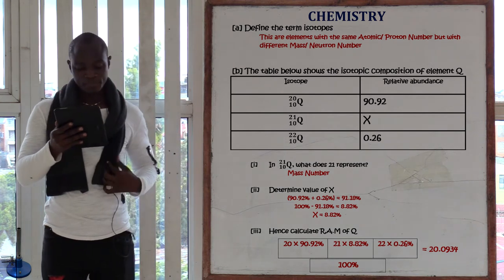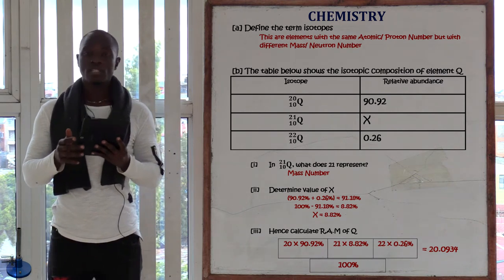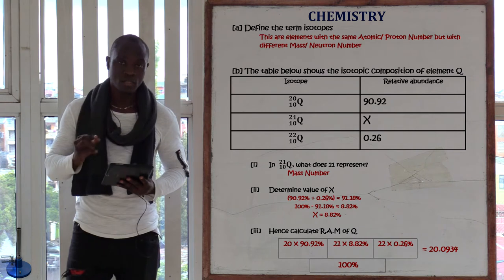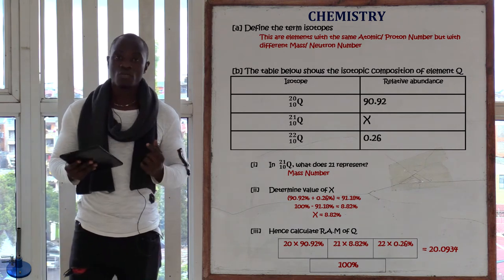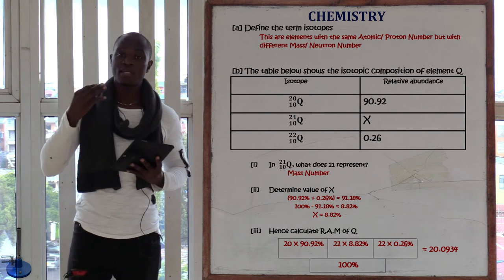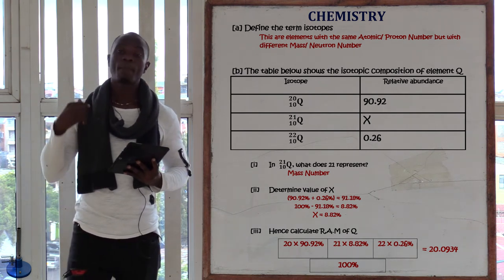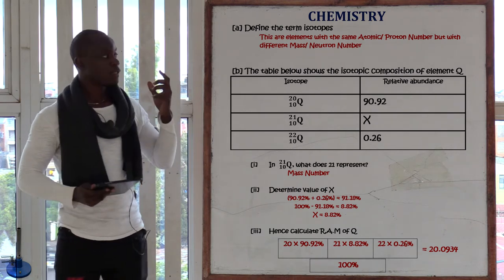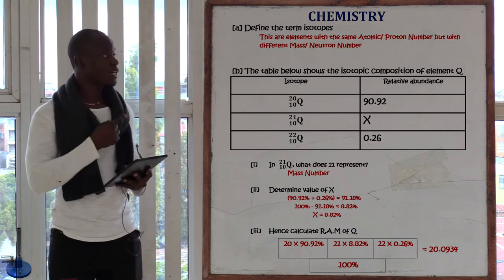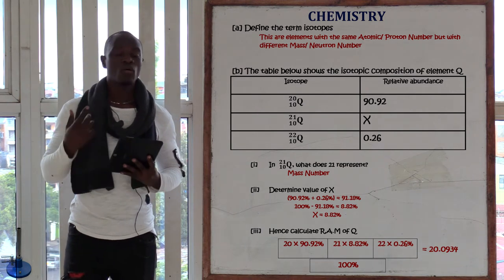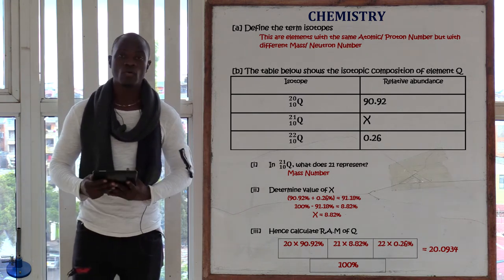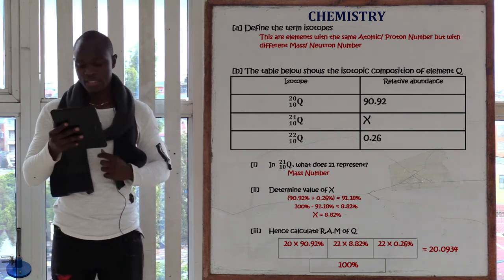The first question is asking, in Q-21, what does 21 represent? The subscript is the atomic number, but the superscript, which is the topmost number, always represents the mass number. So here, what does 21 represent? Always know that the bottom number is the atomic number and the topmost number is the mass number. So in this case, 21 represents the mass number.